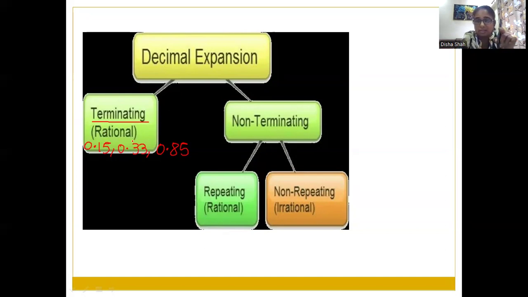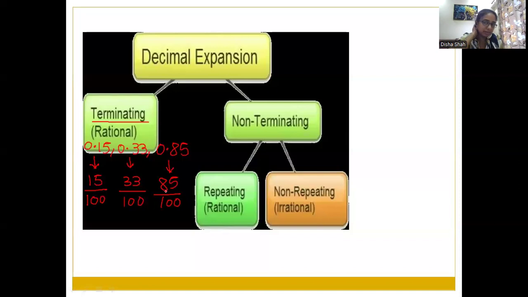Now all these decimals are rational numbers. Why they are rational numbers? Because these numbers can be represented in the form of fraction. For an example, 0.15 को हम 15 by 100 लिख सकते हैं. 0.33 can be written as 33 by 100. 0.85 can be written as 85 by 100. So this all numbers can be written in the form of fraction and hence they are rational numbers.